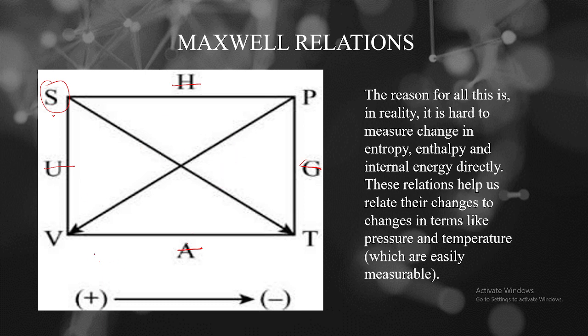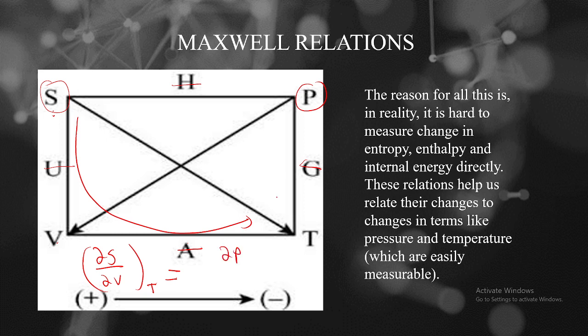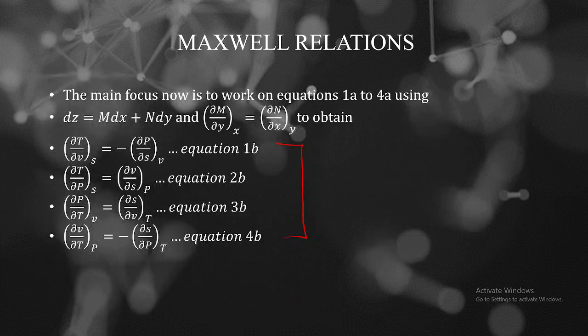So I'll start with S. So I'll have del S. Then I come counterclockwise, so I go to V. So del V at constant T. So I'm going once again anticlockwise. So I'm starting with S, del S, then del V at constant T, is equal to, so I now start at the next value, so del P, but this time I go in the reverse. So now I'm going this way, so del P, del T at constant V, right?